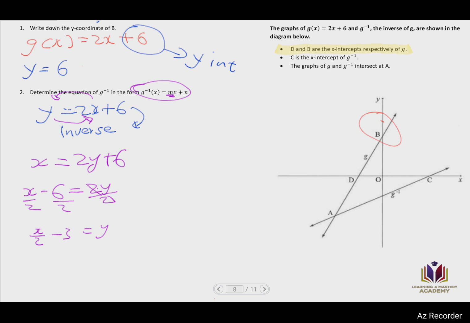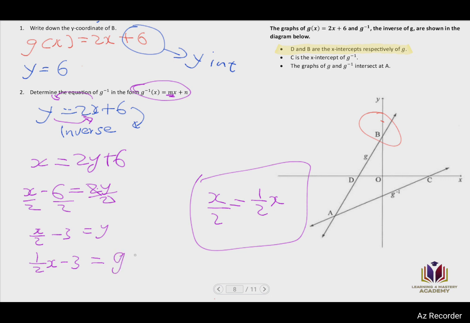Mx meaning emphasize the coefficient of x. In this case, the coefficient is not emphasized. So x over 2, if we wanted to emphasize the coefficient, we can write it as 1 over 2x. It's the same thing. Okay, so then we're going to say 1 over 2x minus 3. Then we change the y to the inverse. We can say g negative 1 of x.